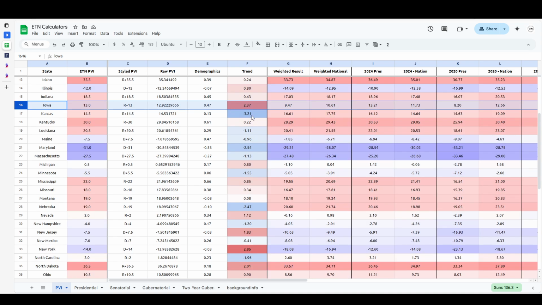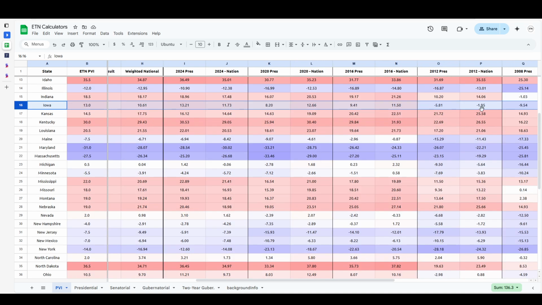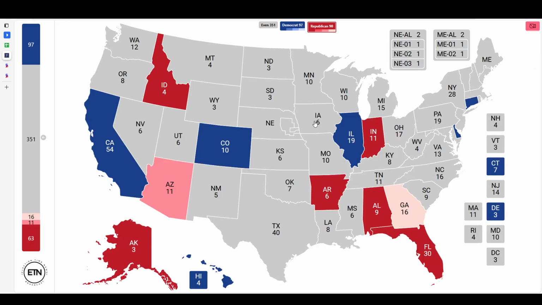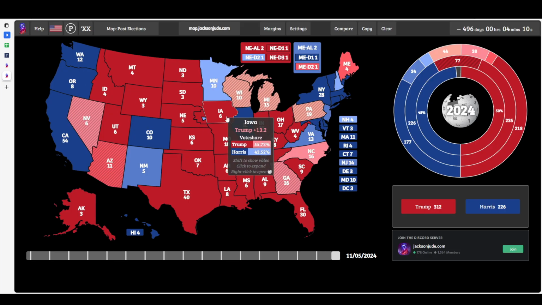Iowa, right trending. That's mostly going to be from 2012, where it voted 2 points to the left of the nation to 11.5 to the right in 2016, and has slightly moved to the left of the nation since then, but not really by much. Demographics are favorable towards Republicans now, and it is going to be R plus 13 on the map. Again, that's going to be another safe state there.